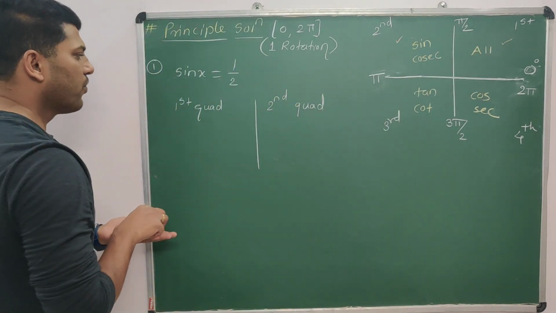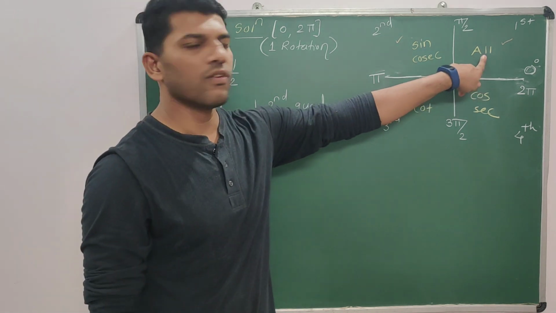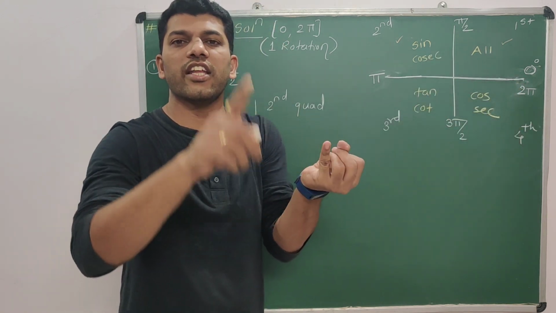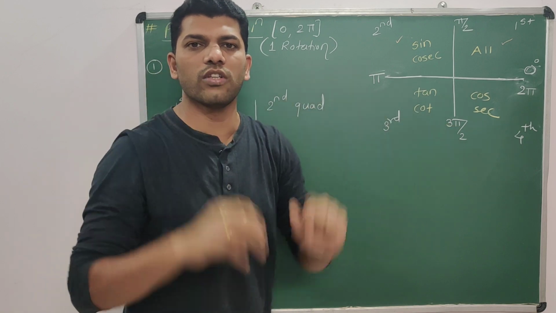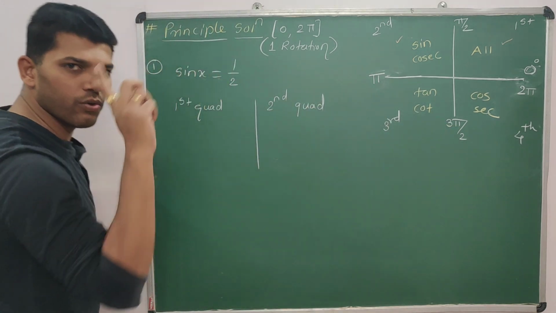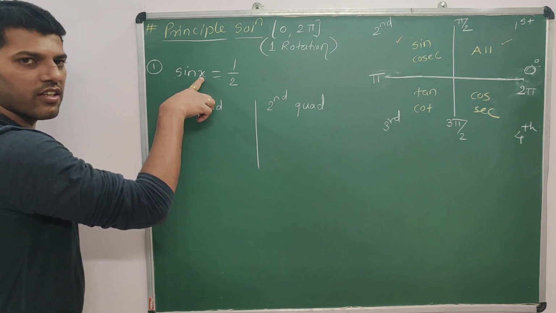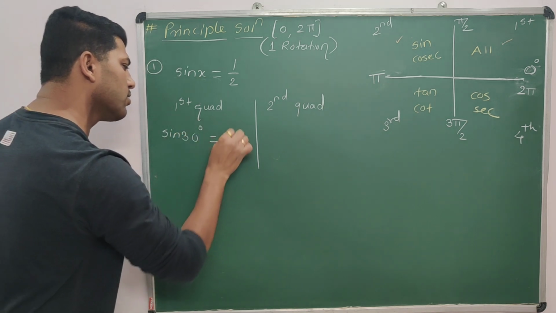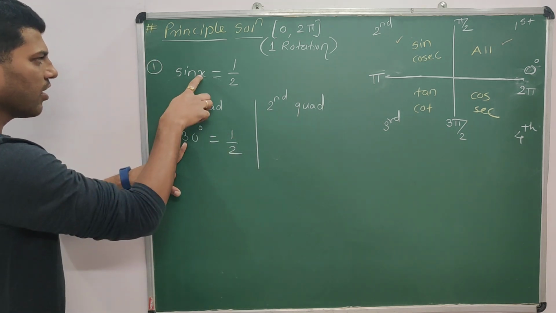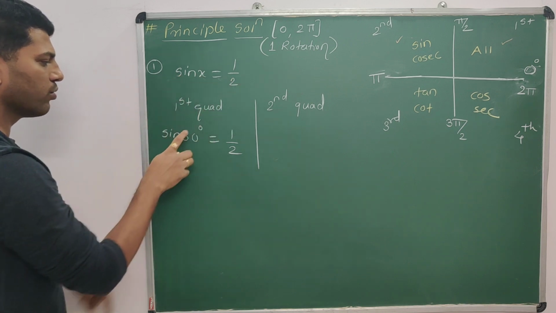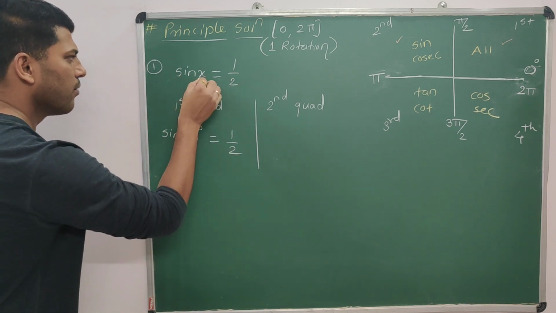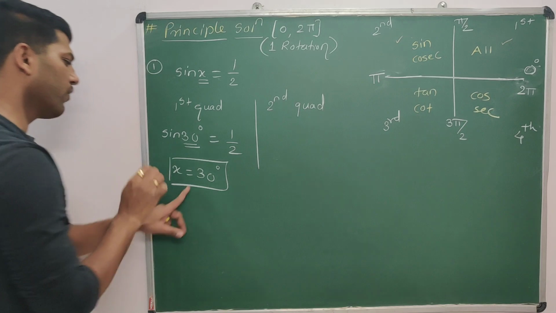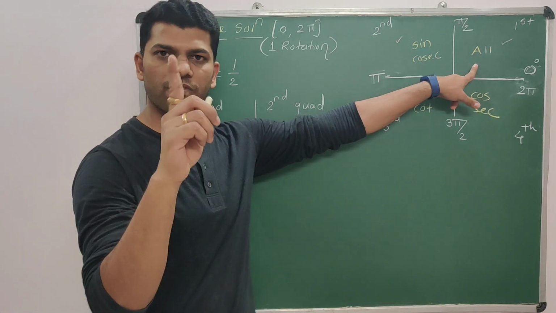Now understand the first quadrant. Anyone can judge the value from the first quadrant, because we all know the values between 0 to 90, like 30 degree, 45 degree, 60 degree. We all know the values of trigonometric ratios for them. So tell me, which angle gives you half for the sine? As we already know, sine of 30 degrees is 1 by 2. Is it correct? Then if sin x is 1 by 2, the first solution is x equals 30 degree. This is the first solution, and obviously it lies in the first quadrant.